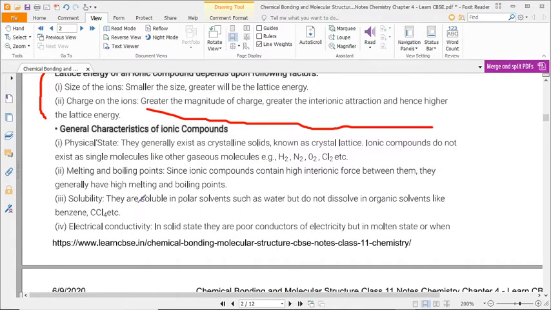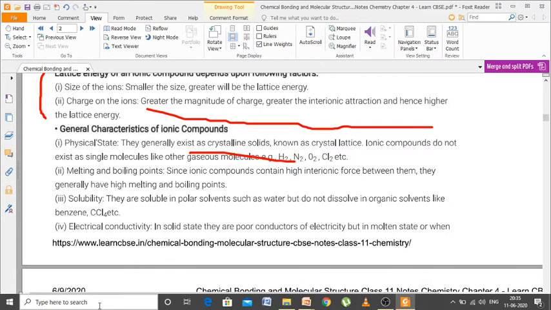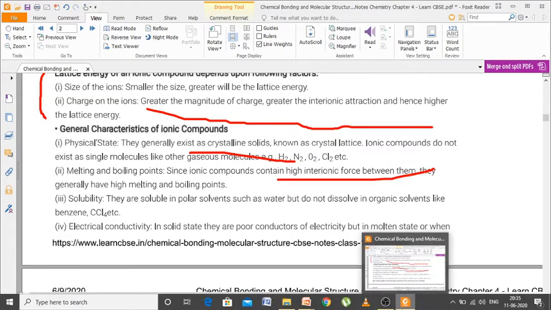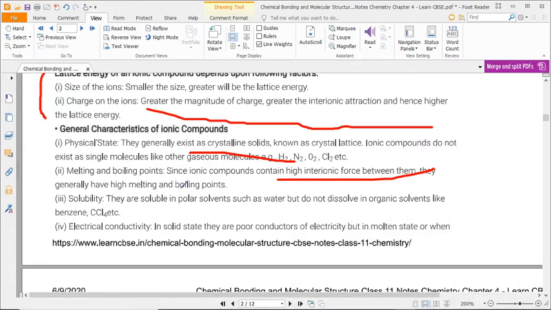Okay, some general characteristics of ionic compounds are given. I told you they always exist as crystalline solids. And what about the melting and boiling points? It is high because they are perfect crystals and they have high interionic force, so we have to supply more energy to break the bond. That's why they have high melting and boiling points.